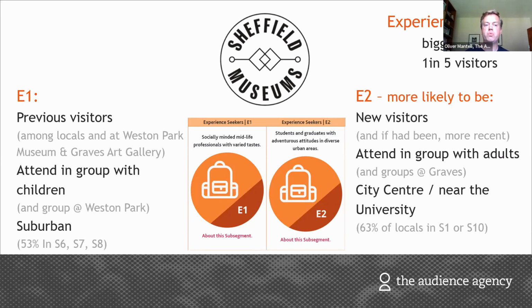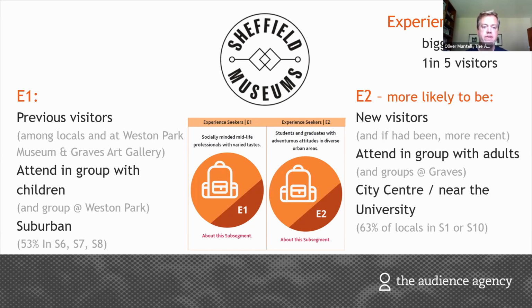So we saw a bit of a skew towards previous visitors amongst that group, whereas the E2 group were much more likely to be new visitors. And if they had been, they were recent new visitors. There were fewer people saying, we've been before, but it was 5 years ago. It was very much on the newer end.